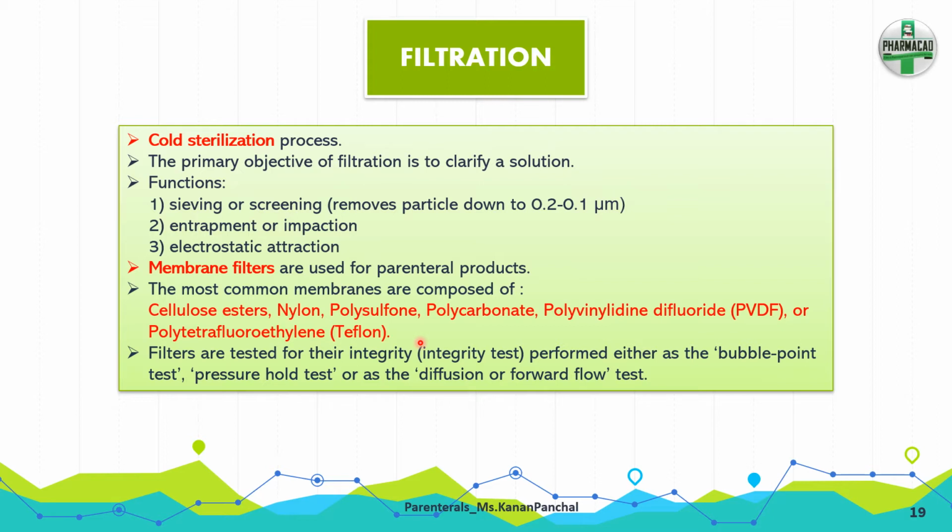Now the filter is tested for its integrity because filtration is carried out at a certain pressure, right? So you don't want your filter membrane to break at that pressure. So they have to be tested for their integrity, and this is done by either a bubble point test method or a pressure hold test method or diffusion or forward flow test method. The bubble point test is usually used for smaller filters and the pressure hold test is usually used for filters having a larger surface area.